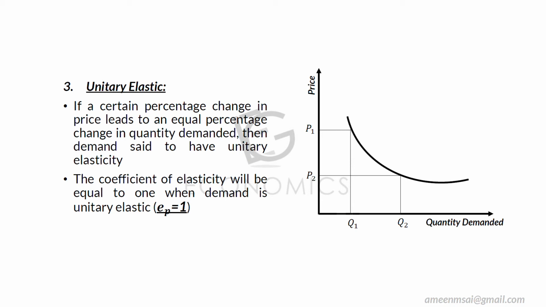Just remember the example that we said before. When the price of rice increased from 5 to 10 rupees per kilo and the quantity demanded has decreased from 10 kilo to 5 kilo, both the percentage change in price and the change in quantity demanded are the same. Thus we call it unitary elastic. The coefficient of elasticity, so what will be the numerical value of elasticity in such a condition, will be equal to 1 when demand is unitary elastic. EP is equal to 1.